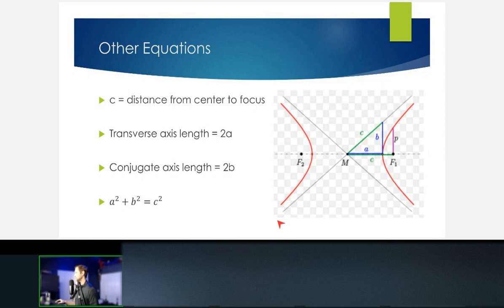All right, more equations, more diagrams. This is a horizontal equation. I have things labeled. The center is M in this one. From the center to this vertex, that's a distance of a. From the center to your focus point, just like ellipses, that's a distance of c.